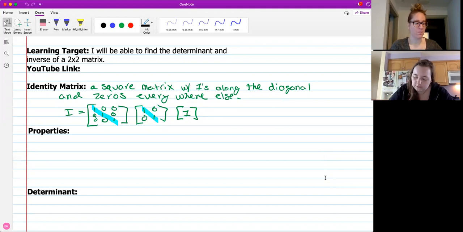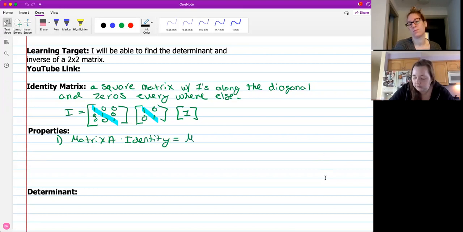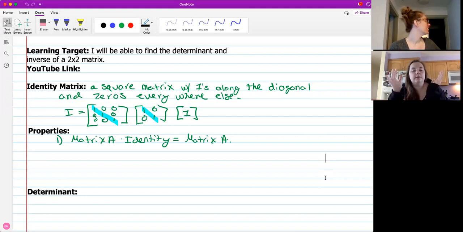Okay. So for properties with these identity matrices, the first one is that matrix A times the identity is equal to matrix A. Essentially, the identity matrix works like 1 does in multiplication. Whatever matrix you have, whatever identity matrix matches it in size, it will equal matrix A.